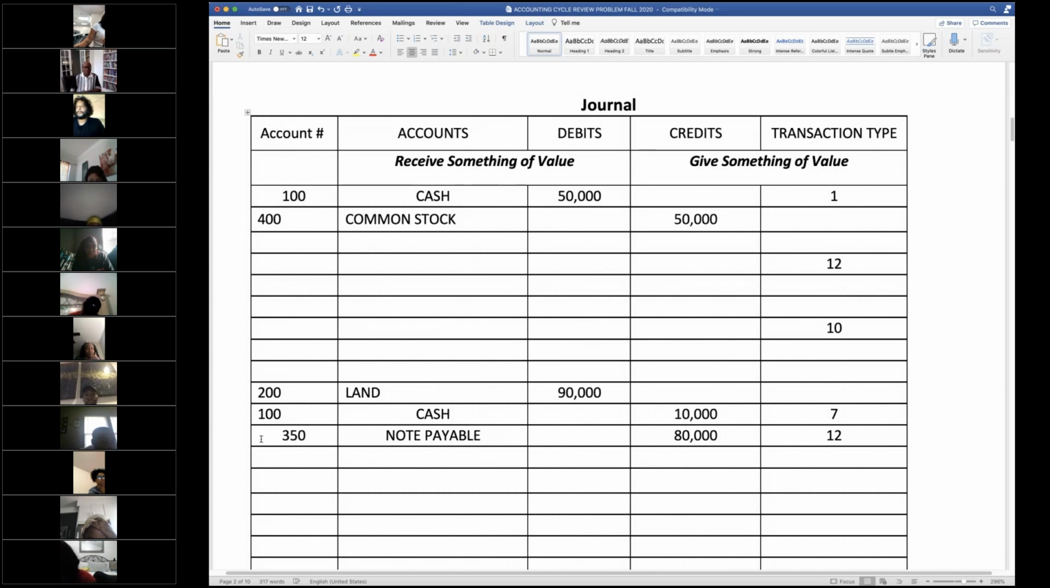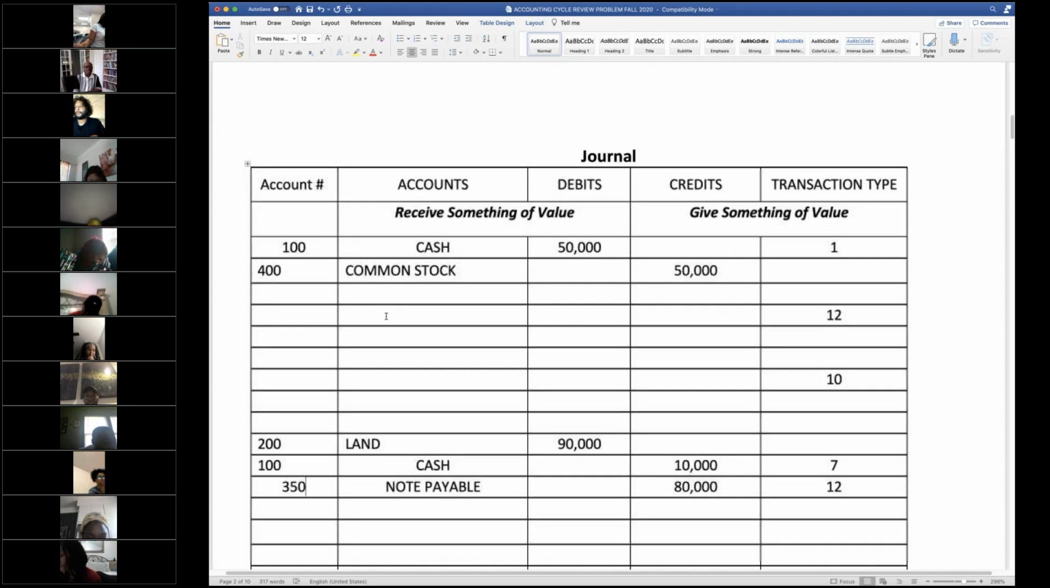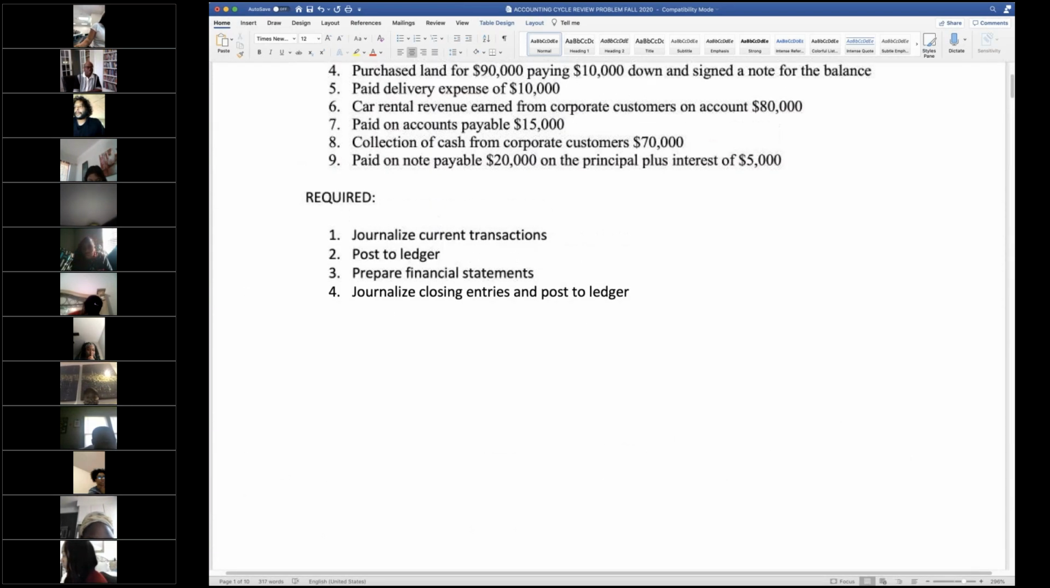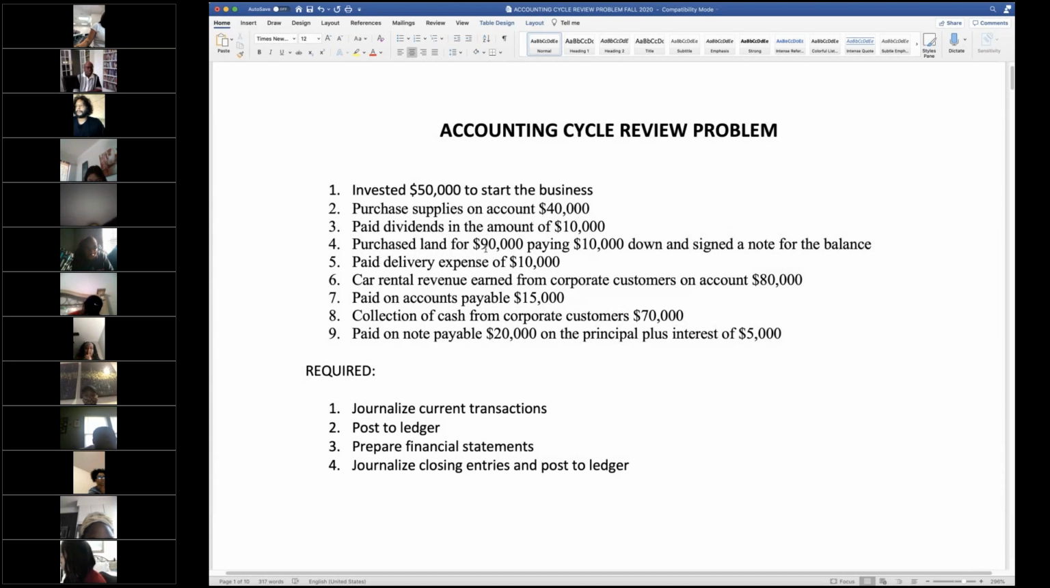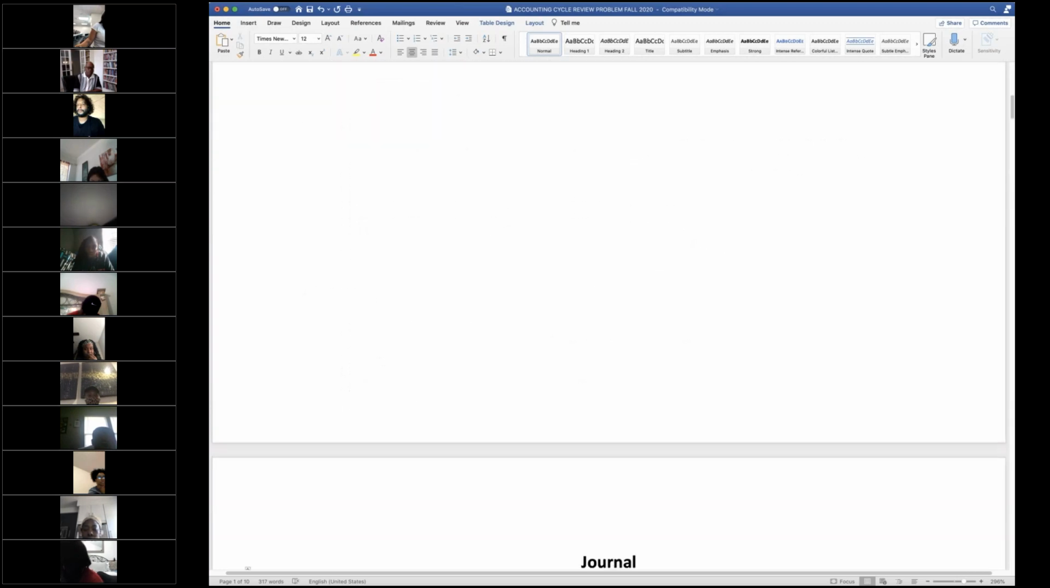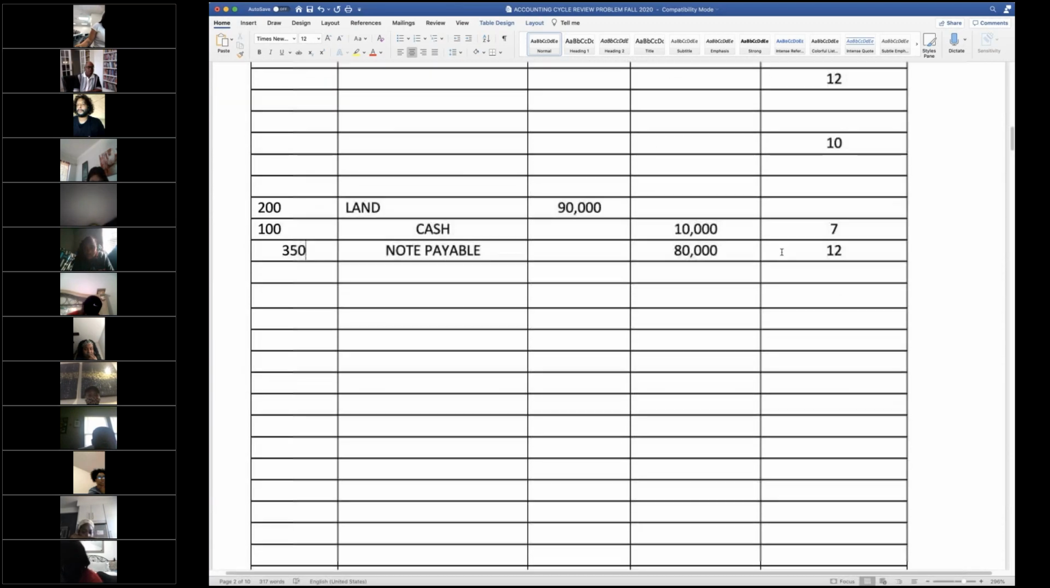Can you explain that one more time? It says we bought some land for $90,000. We paid $10,000 down and signed a note for the balance. We purchased land for $90,000. We paid $10,000 down and signed a note for the balance.